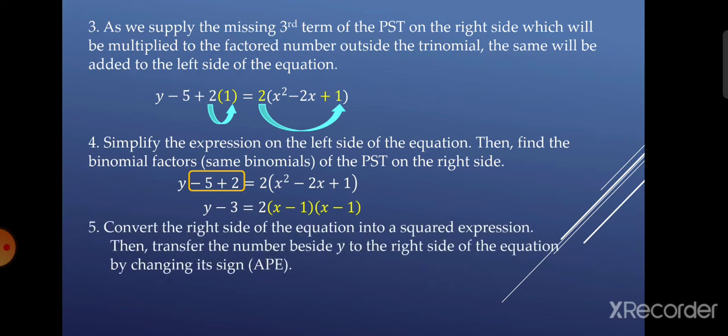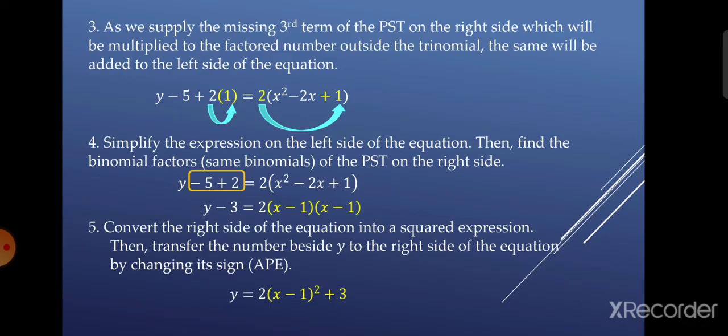Fifth step, convert the right side of the equation into a squared expression. So more or less parehas po siya sa CTS method sa lesson number 1. Converting the right side of the equation into a squared expression. Then transfer the number beside y to the right side of the equation by changing its sign or addition property of equality.